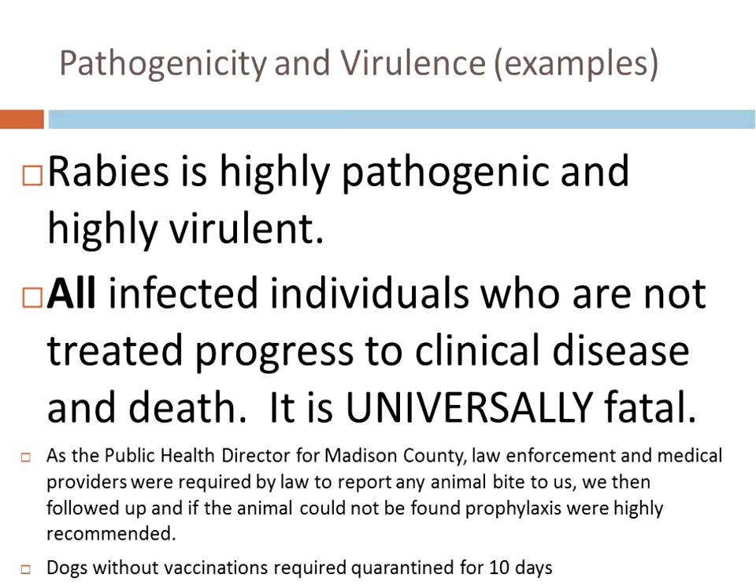So another example of putting together the severity or the virulence of a disorder with the pathogenicity of a disorder: rabies is highly pathogenic and highly virulent. All infected individuals who are not treated progress to the clinical disease and die. Rabies is universally fatal. Now, there was one case just recently of a woman who was rather young, so she was in good health. She contracted rabies. They didn't put the prophylactic in place quickly enough to stop it from progressing. So they induced a coma while the rabies went through her body, and she was able to recover from the disease. But usually it's universally fatal.